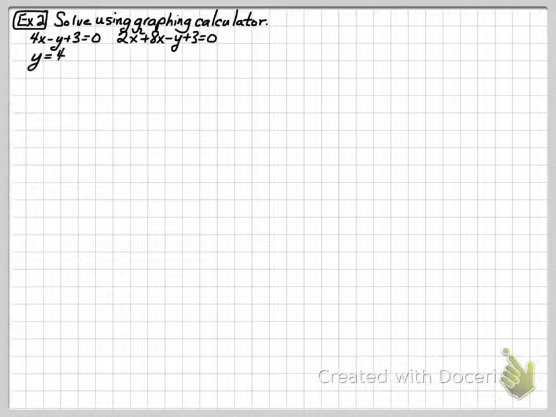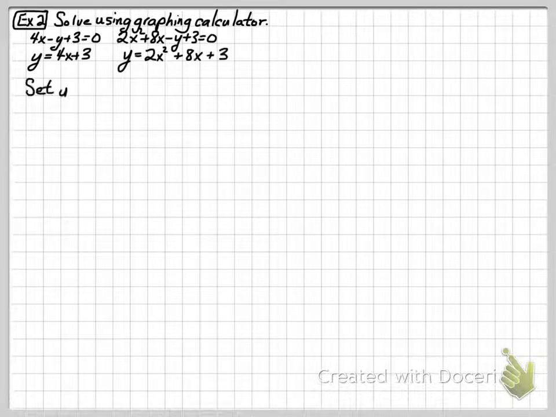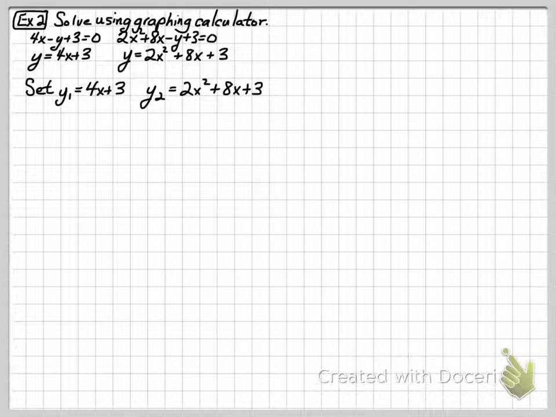In example 2, we're going to solve this one using our graphing calculator. We're given 4x minus y plus 3 is equal to 0, and 2x squared plus 8x minus y plus 3 is equal to 0. Well, I noticed the first one's a line, the second one is a quadratic equation. So this is going to be called a quadratic linear system. If we solve for y in both of these equations, you're going to get y is equal to 4x plus 3 and y is equal to 2x squared plus 8x plus 3.